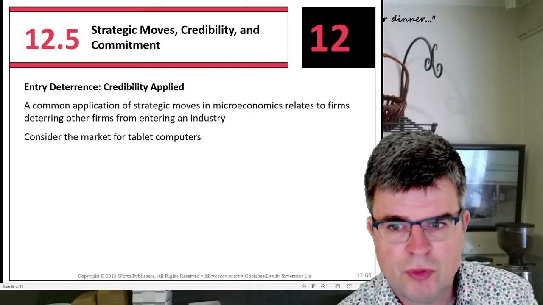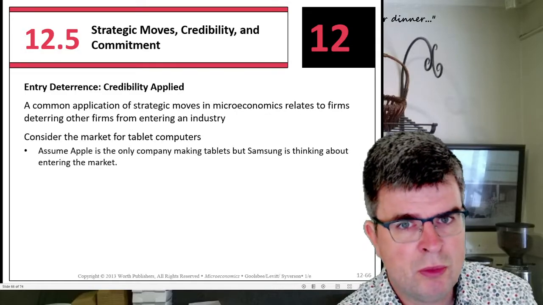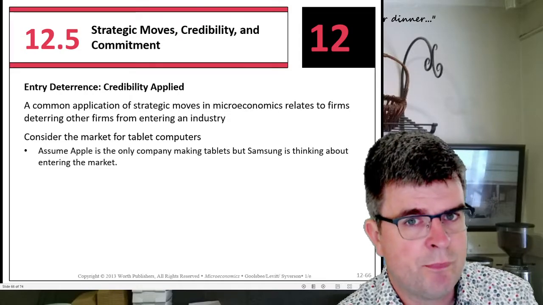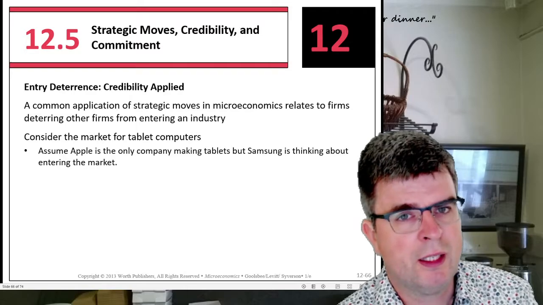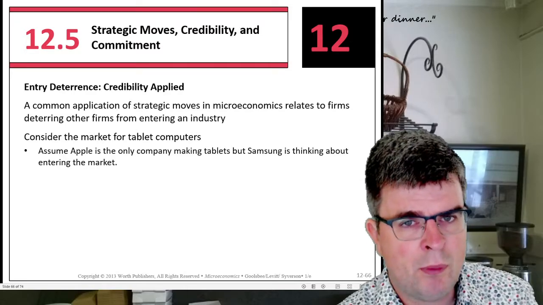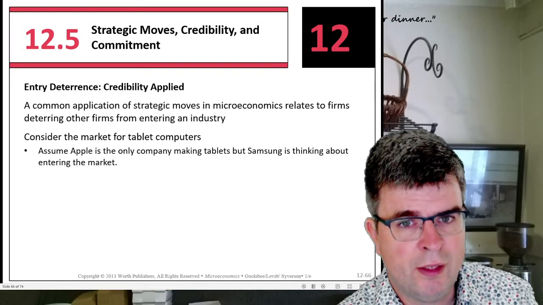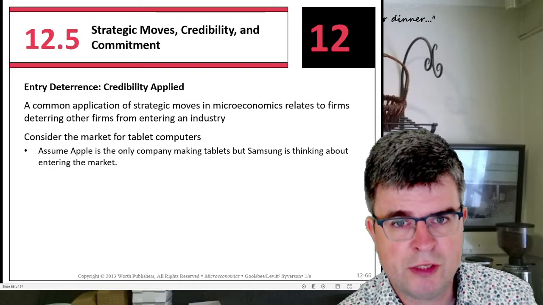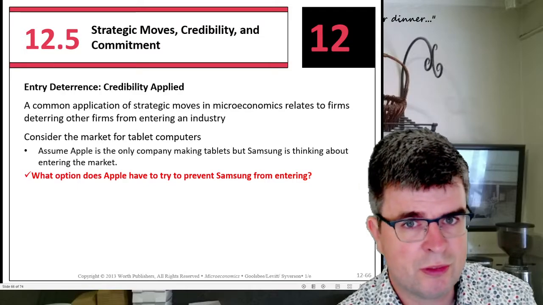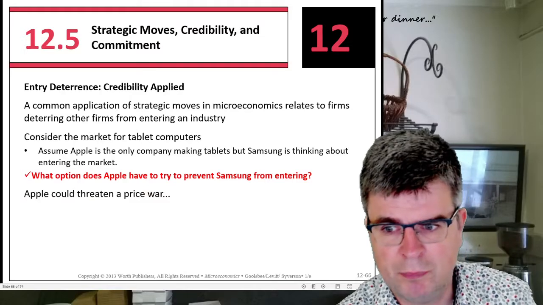So consider the market for tablet computers, and suppose that currently Apple is the only company making tablets, but a competitor, Samsung, is thinking about entering the market. How can Apple make a credible threat that will prevent Samsung from entering its market? So what options does Apple have available?